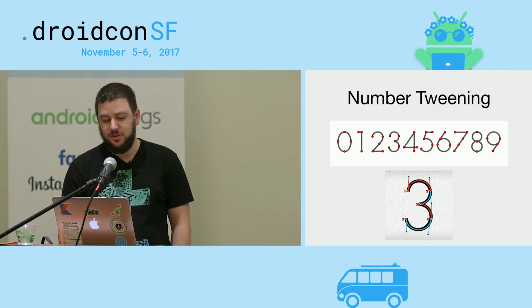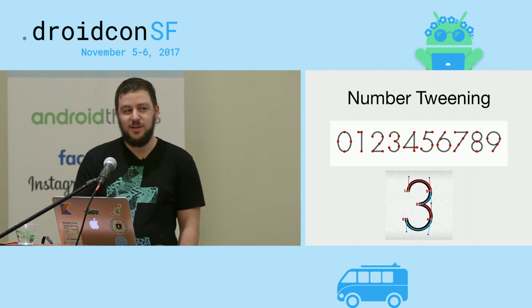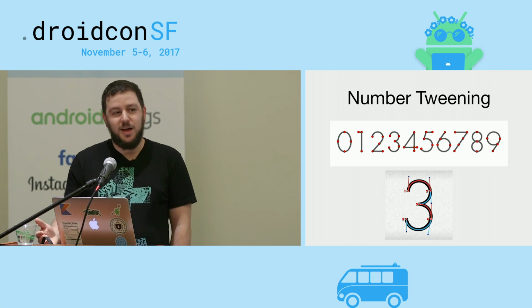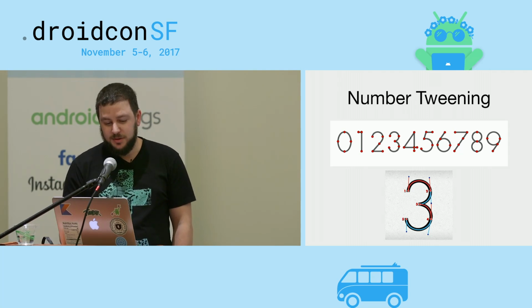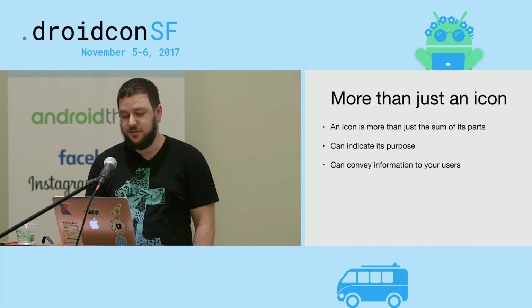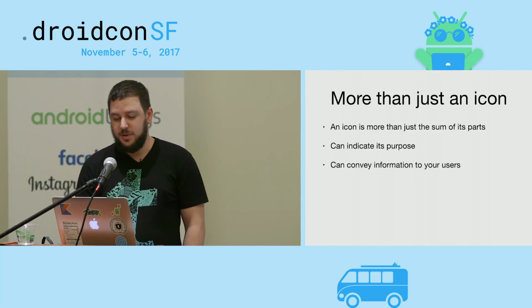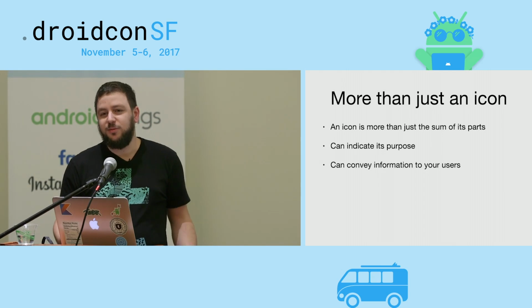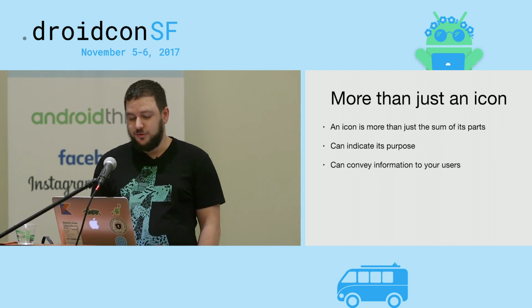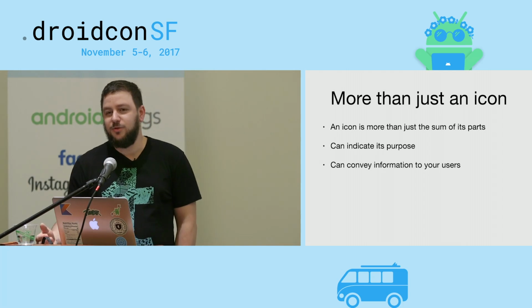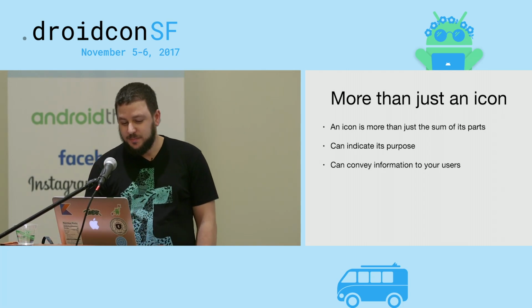But by digging into all of this, I learned that it's these small things that kept me coming back to this app. And I learned that icons can be more than just icons. An icon is more than just the sum of its parts. It can be very informative. It lets the users know what will happen if they click it. Or it can let them know, hey, there's more new stuff if you click me.